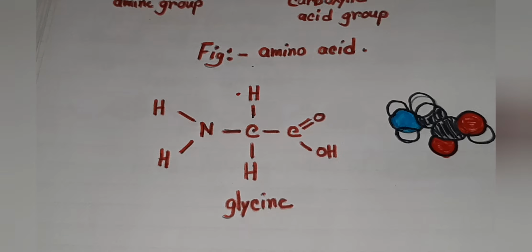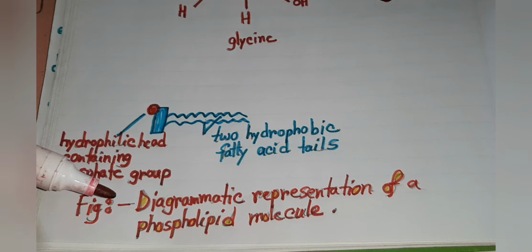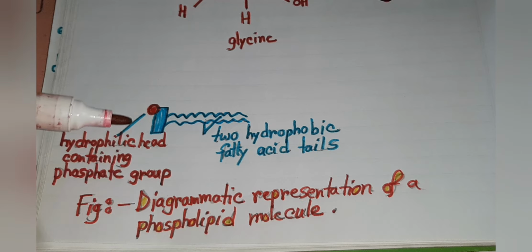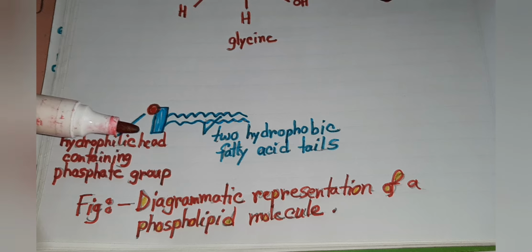Now I'm going to talk about phospholipid. As you see, that is a diagrammatic representation of a phospholipid molecule. So what is a phospholipid? Phospholipids are a special type of lipid, and each molecule has the unusual property of having one end soluble in water. Here is the hydrophilic head.